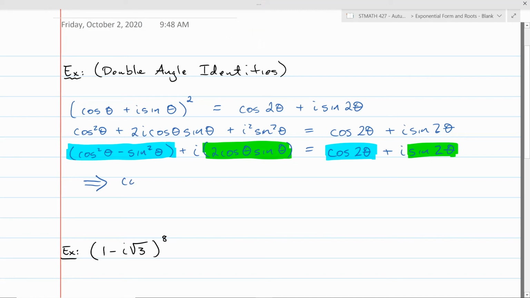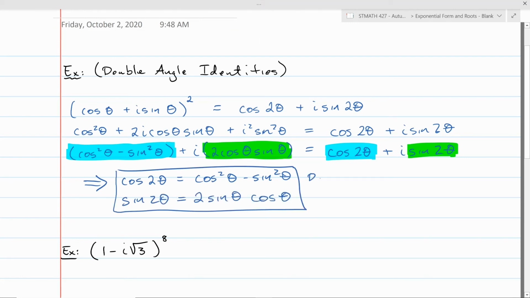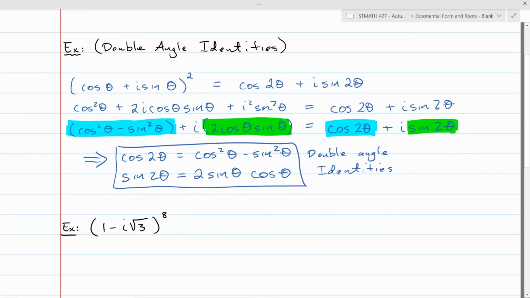So you get cosine 2 theta equals cosine squared theta minus sine squared of theta. And sine of 2 theta, usually we write that as 2 sine theta cosine theta. And those are the double angle identities. The double angle identities aren't super hard to derive from scratch in trigonometry class either, but it's kind of cool that they just fall out.